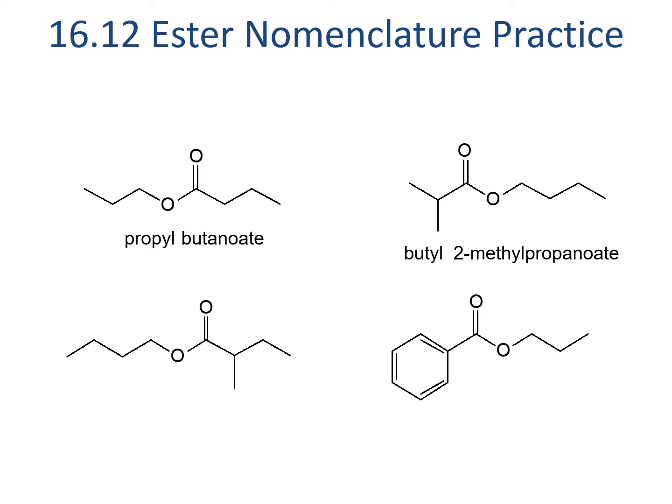The molecule on the bottom left is butyl 2-methylbutanoate. The butyl is on the left side and the 2-methylbutanoate is on the right. The final molecule is propyl benzoate. The carboxylate name, benzoate, is based on the name benzoic acid, one of the carboxylic acid names that we had to memorize.